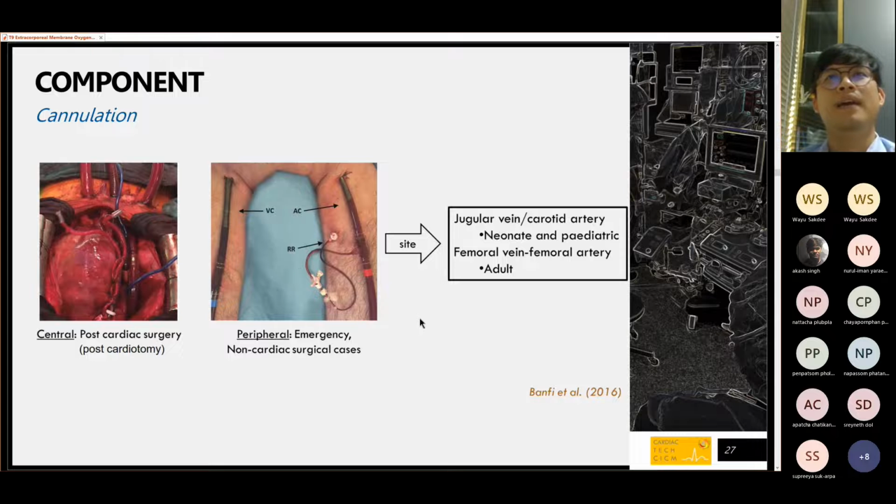Like this, they put the cannula into the groin to the FA, or femoral artery, and on the other side in the femoral vein here. Or another option is maybe from the jugular vein and carotid artery. It depends. Mostly used in neonate and pediatric cases because it's larger than the femoral. The femoral one is an option for young adult patients or adult patients. Okay.